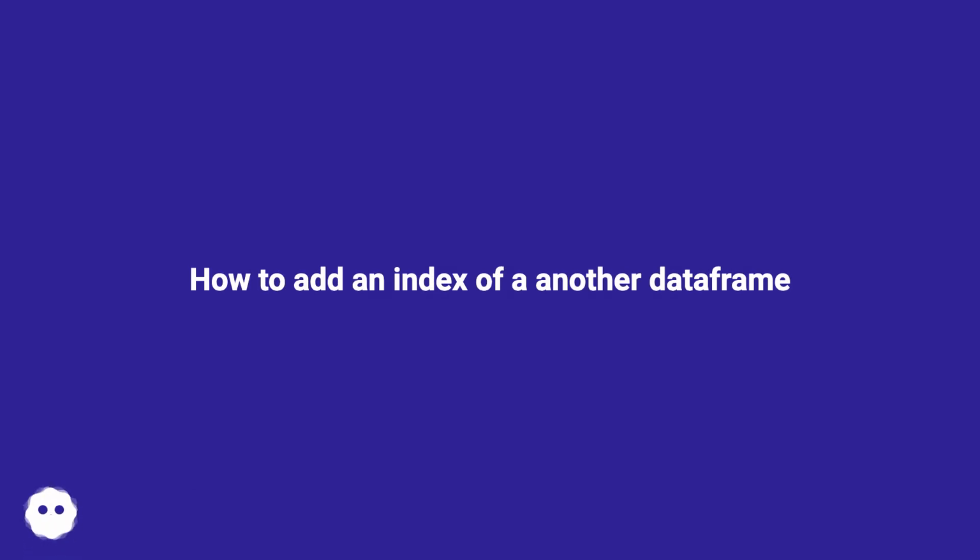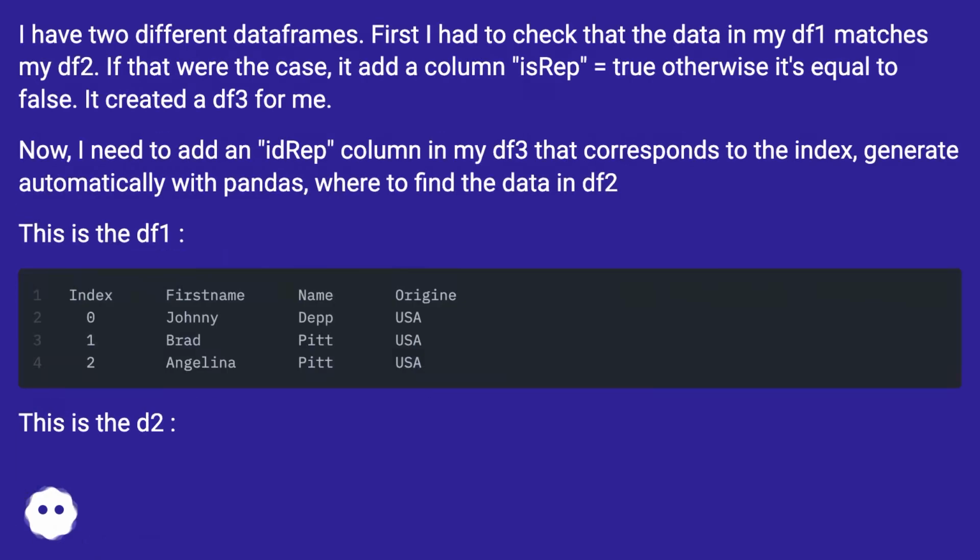How to add an index over another data frame. I have two different data frames. First, I had to check that the data in my df1 matches my df2. If that were the case, it adds a column isRep equal to true, otherwise it's equal to false. It created a df3 for me.